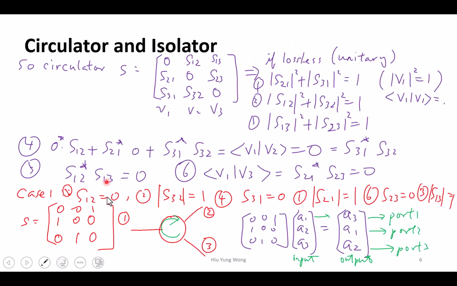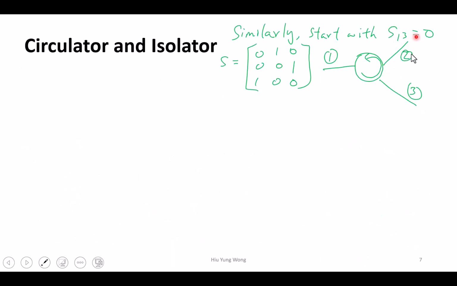Again, I have S12 times S13 equals 0. I can choose either S12 or S13 equals 0. First case, I make S12 equals 0. Then I get this clockwise circulator. This one, I choose S13 equals 0. I get the counterclockwise circulator. Okay? So this is the circulator we use in the circuits also.